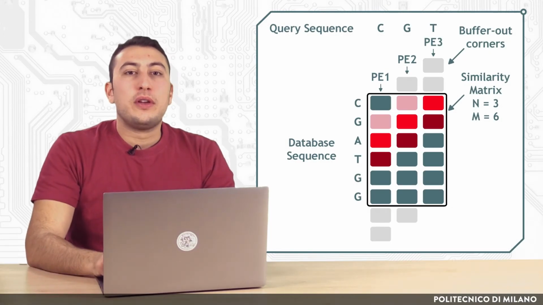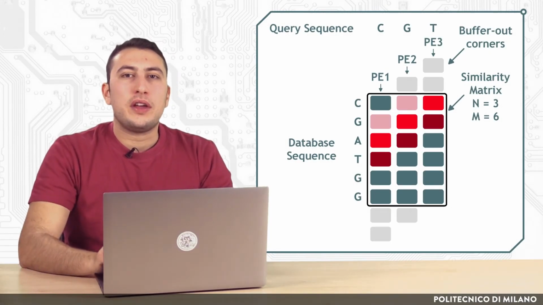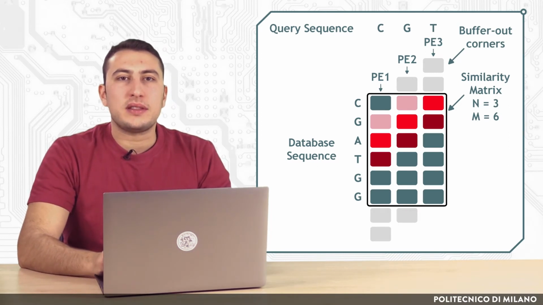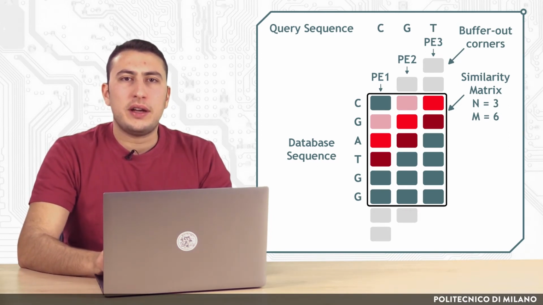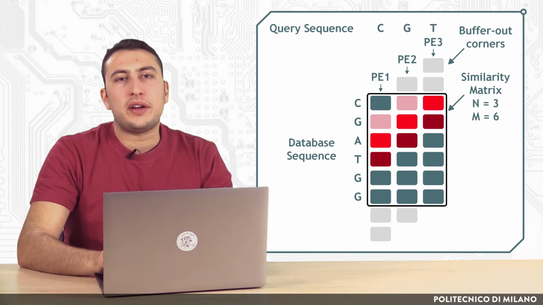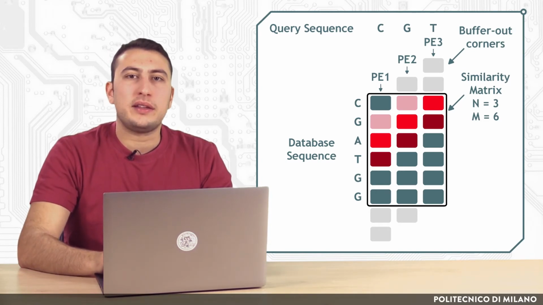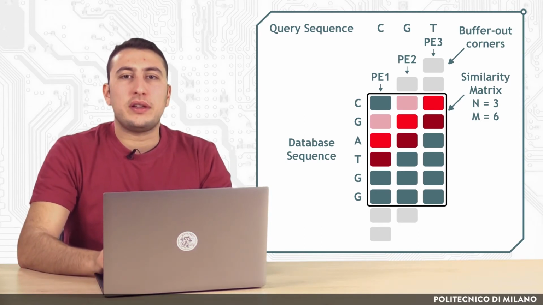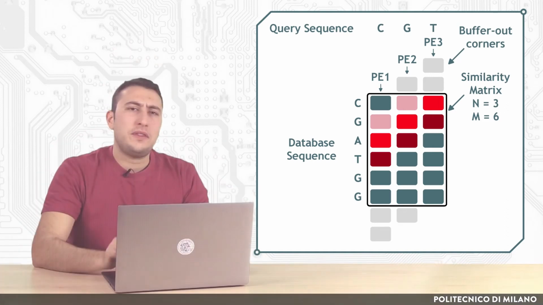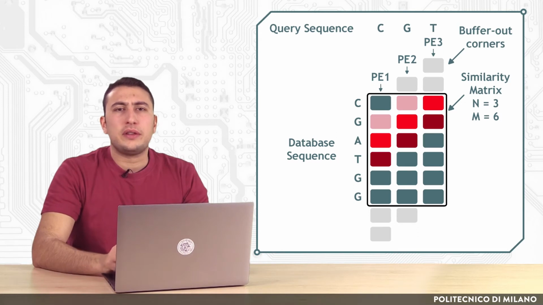As an example, look at this picture. Here we have three processing elements, one for each query character, and it is clear how to compute the current diagonal, the one in darkest red. We just need the two previous diagonals, as they contain the dependency values. This picture clarifies also another point.